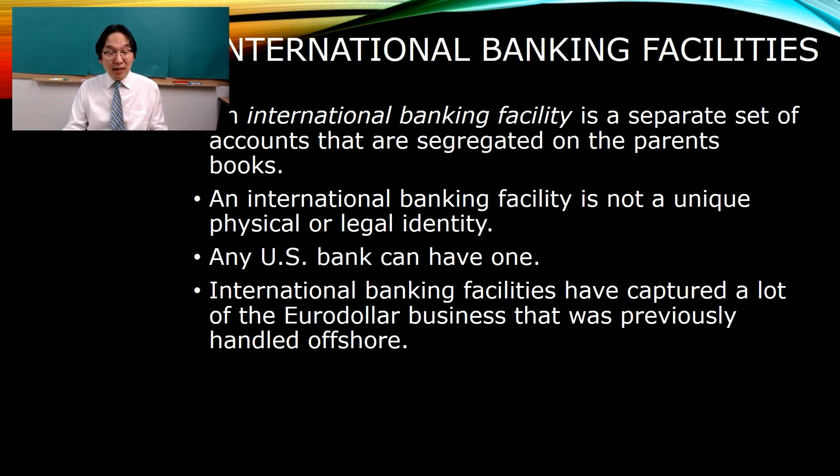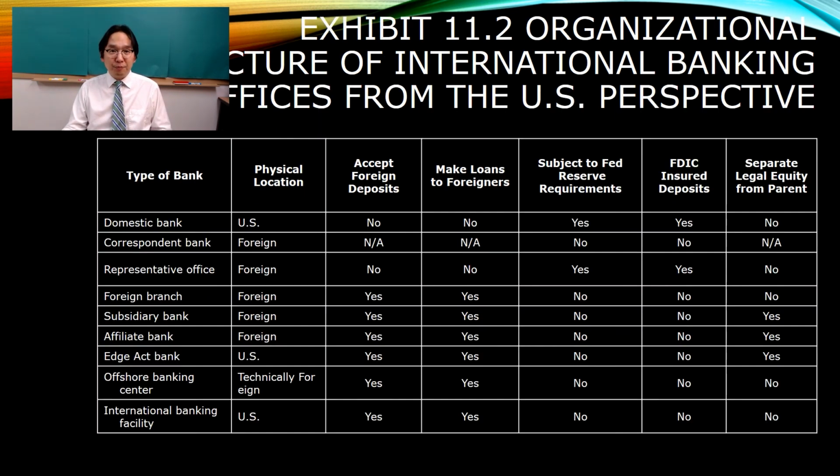Yeah, that happens. An international banking facility is a separate set of accounts that are segregated on the parent's books. An international banking facility is not a unique physical or legal identity. Any US bank can have one. International banking facilities have captured a lot of the Euro-dollar business that was previously handled offshore. Now, this exhibit 11.2 shows the organizational structure of international banking offices from the US perspective.